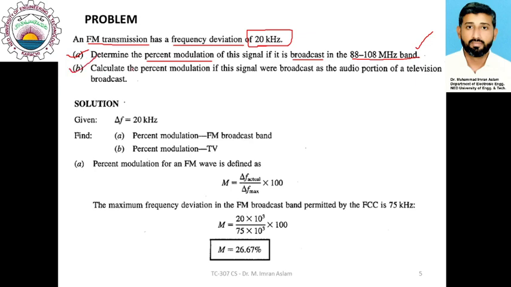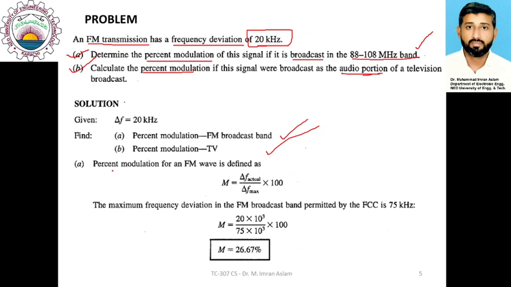Second, we want to calculate the percentage modulation if we are using this FM as an audio portion of the television broadcast. The audio portion of the television broadcast of course also uses FM modulation, as we discussed before. So we want to find the percentage modulation for these two cases: FM broadcast and TV audio broadcast.